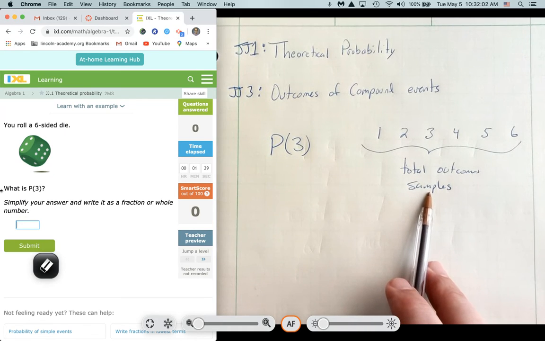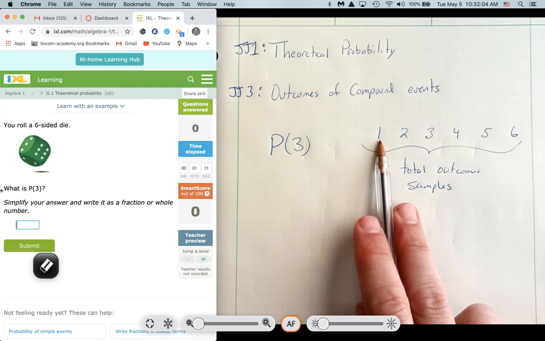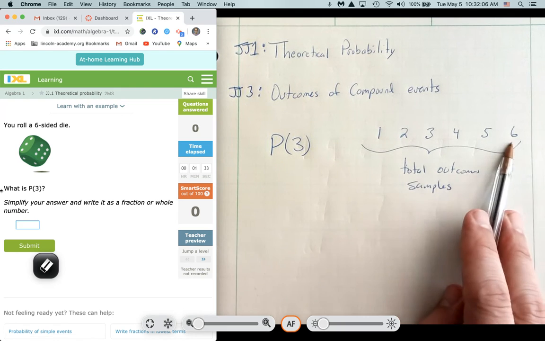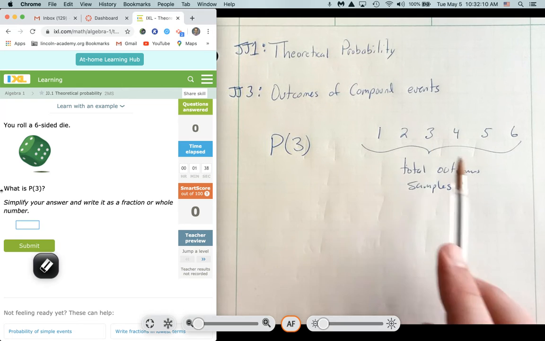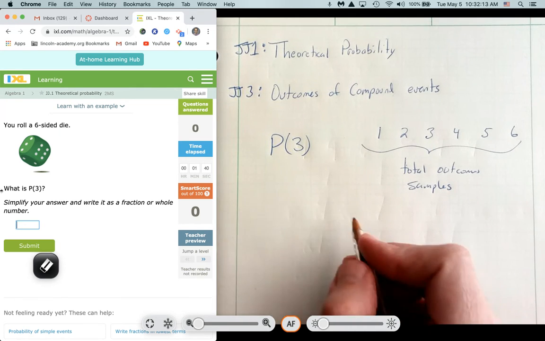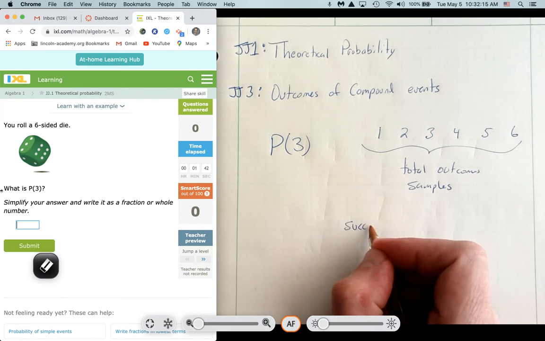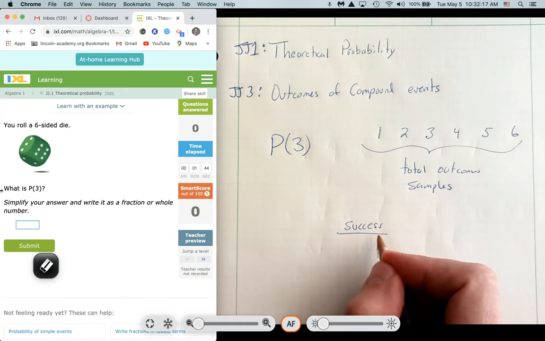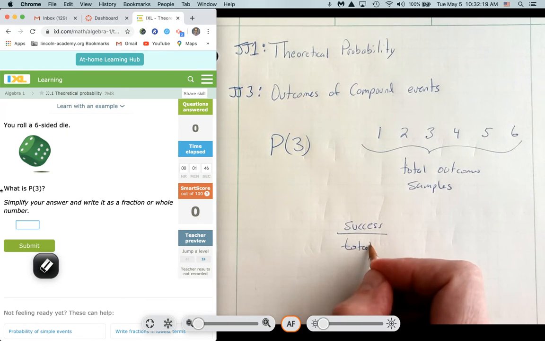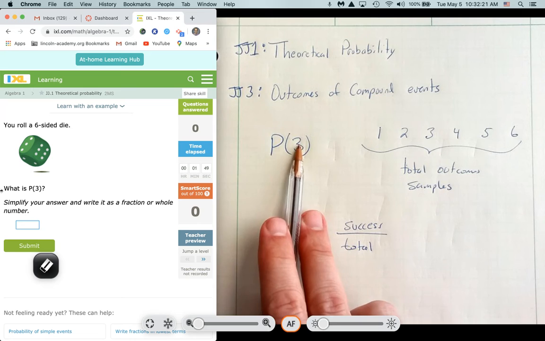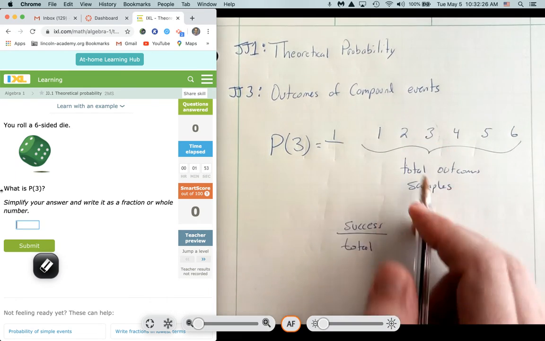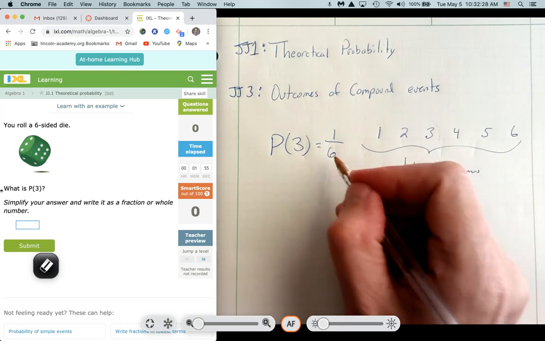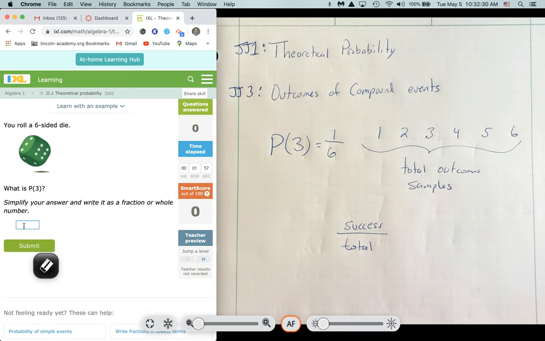And then we talk about the number of successful events that happen. So we have 6 different outcomes that could happen. Only one of them is a 3. Probability is always found by the number of successful outcomes out of the number of total outcomes. So the probability of getting a 3 is one chance out of a total of 6. So we have a 1/6 chance of being successful.